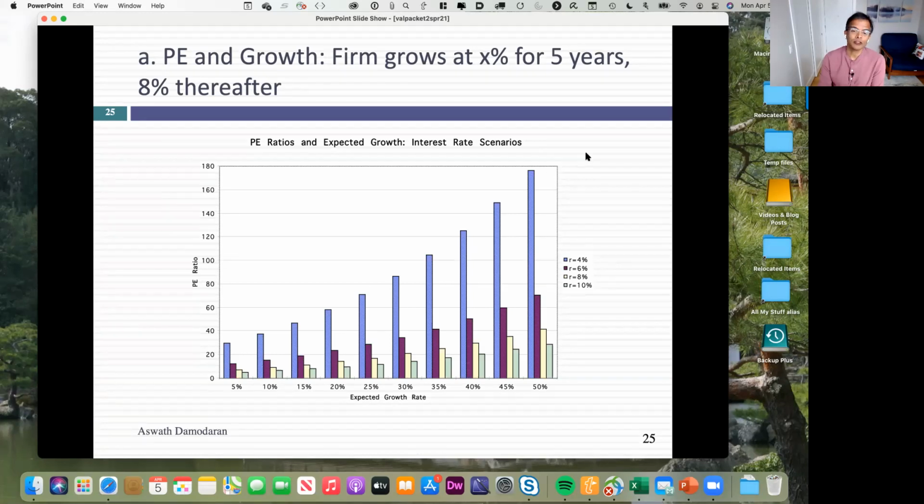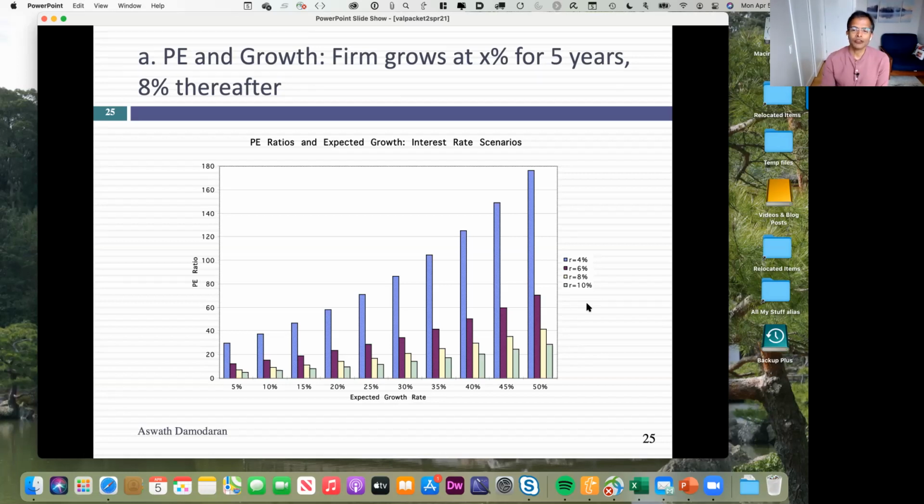If it's greater than expected, your PE ratio goes up. You're saying, why are there 4 columns? I looked at 4 interest rate scenarios. My lowest interest rate scenario was 4%. It's a very different time and age when I did this. 4% sounded low to me. And a high interest rate scenario is 10%.